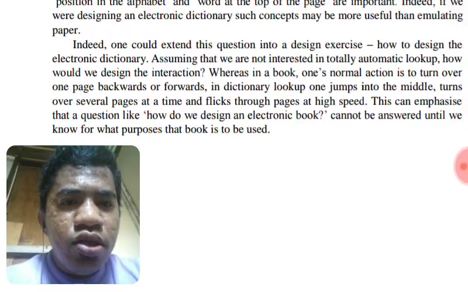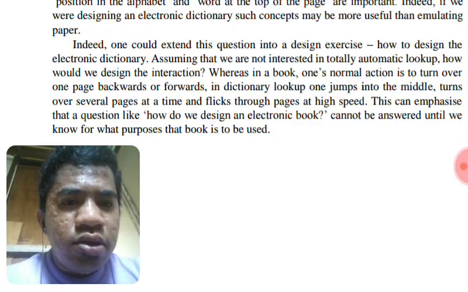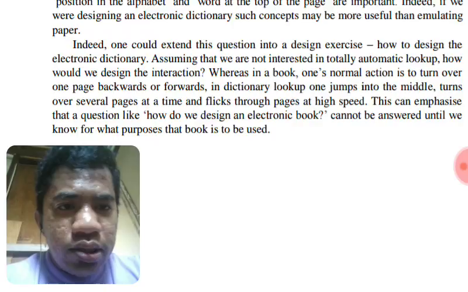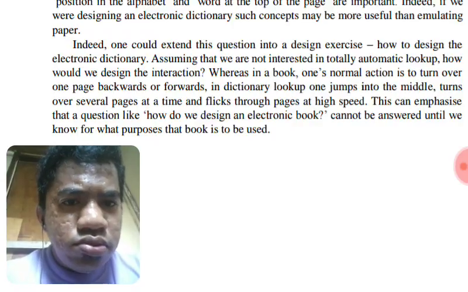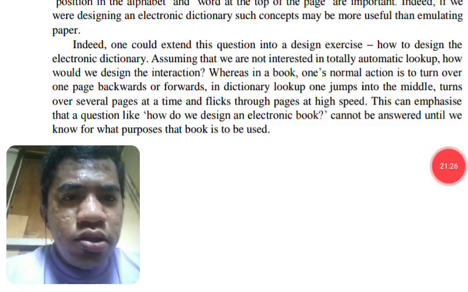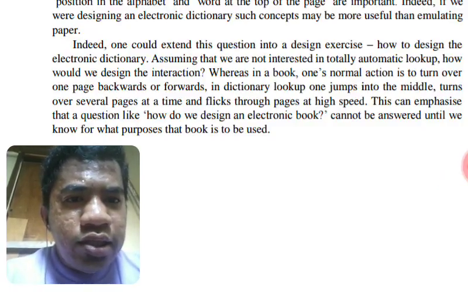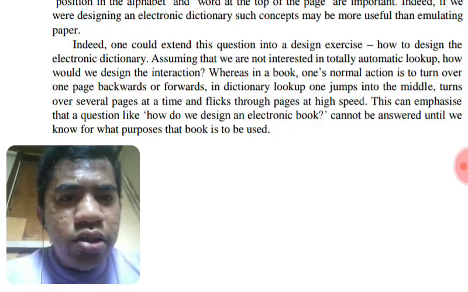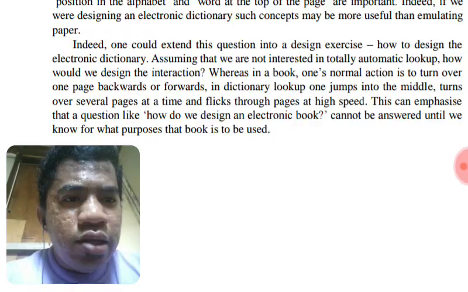Indeed, one could extend this question into a design exercise: how to design the electronic dictionary, assuming that we are not interested in a totally automatic lookup.